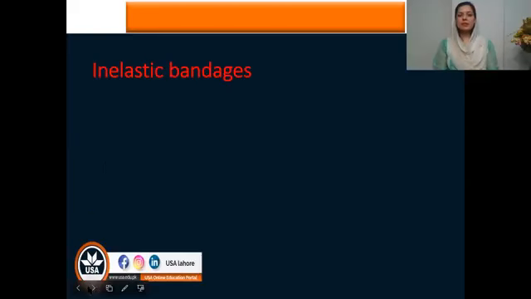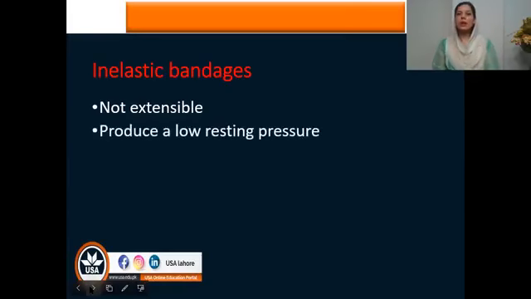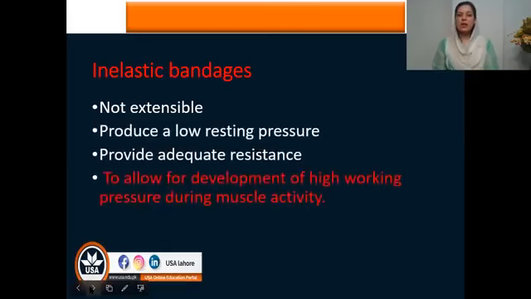The next is inelastic bandage. It's not extensible as the name is indicating, inelastic, not extensible, not elastic. It provides a low resting pressure and provides adequate resistance, and it allows for the development of high working pressure during the muscle activity.